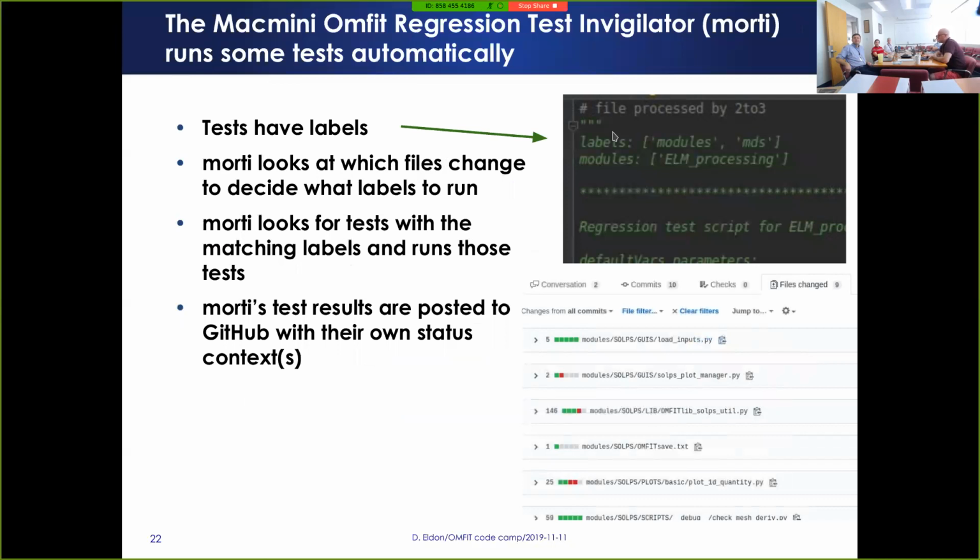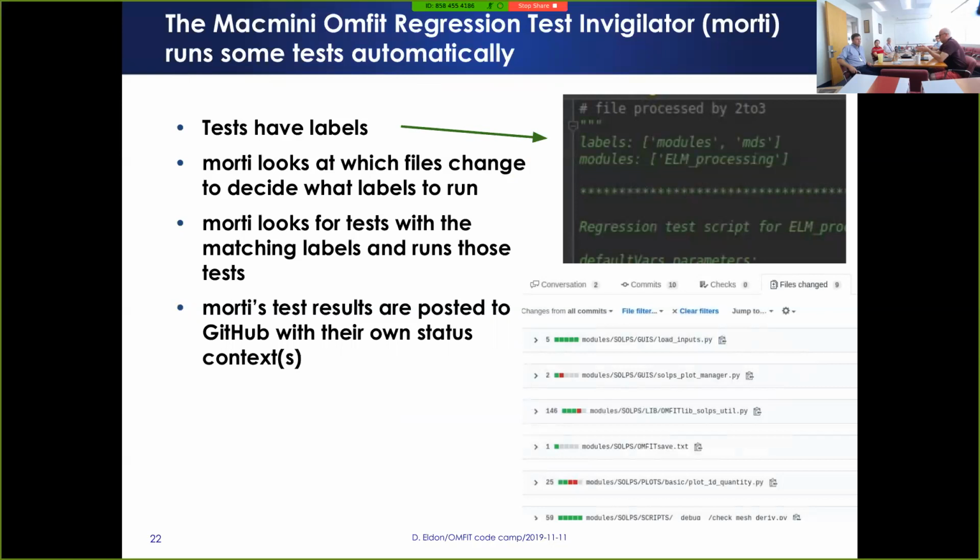Morty searches for these labels at the top of tests, and also which files change in a pull request or commit. Based on the intersection of these files that change and the labels in the test, Morty picks a set of tests to run, runs them, and Morty does his own test context, but individual tests, if they're set up to do so, will also post their own test status. And then from the status, you can see which ones failed. If the tests do not use OMFITtest or haven't manually posted GitHub status messages, it could be difficult to understand exactly what failed, but there are logs and it can be done.